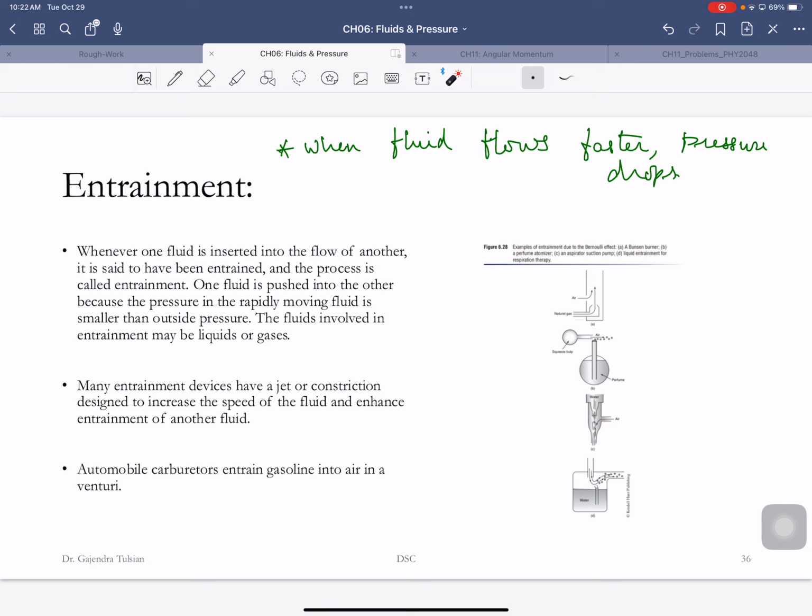So here's a perfume bottle. When you spritz perfume, or when you're using any kind of sprayer, here's what's happening. Here's perfume, and there's a tube in the perfume. All you do is blow air across this tube. When you blow air across the tube, the pressure there drops, and the atmospheric pressure will push perfume up, and that perfume gets caught in the airstream and gets blown out.